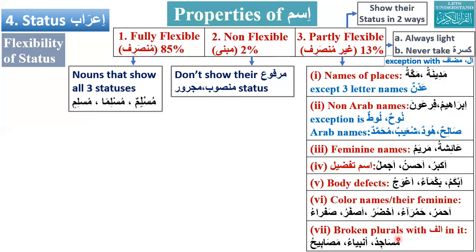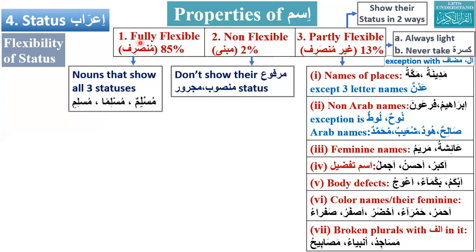Then broken plurals with alif in them, alif in the middle. So these broken plurals are also partly flexible, like masajidu, ambiyau, masabi. Masabi is lamps. Ambiya is plural of nabi. Masajid is the broken plural of masjid. So they have alif in them. So they are also partly flexible. So you will not see masajidun, ambiyaun, masabihun. So no. So these are always light. So this is all about flexibility of status.